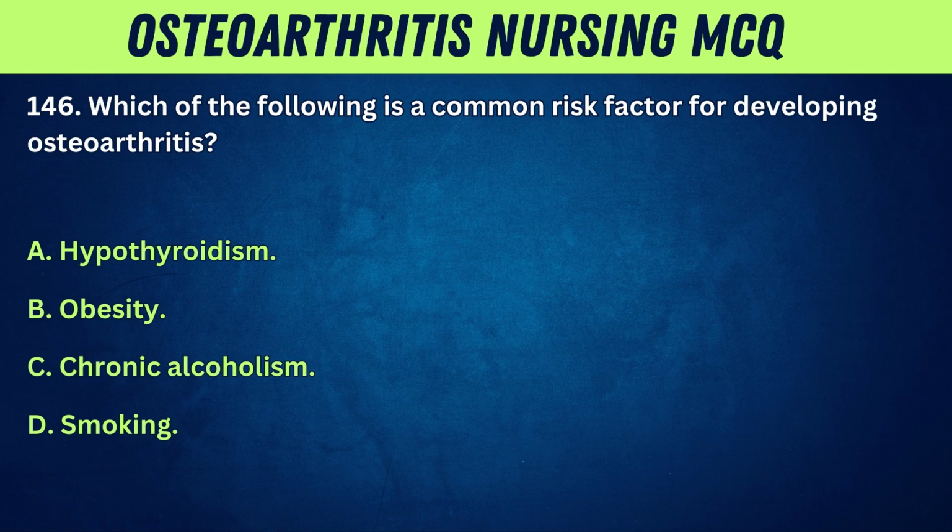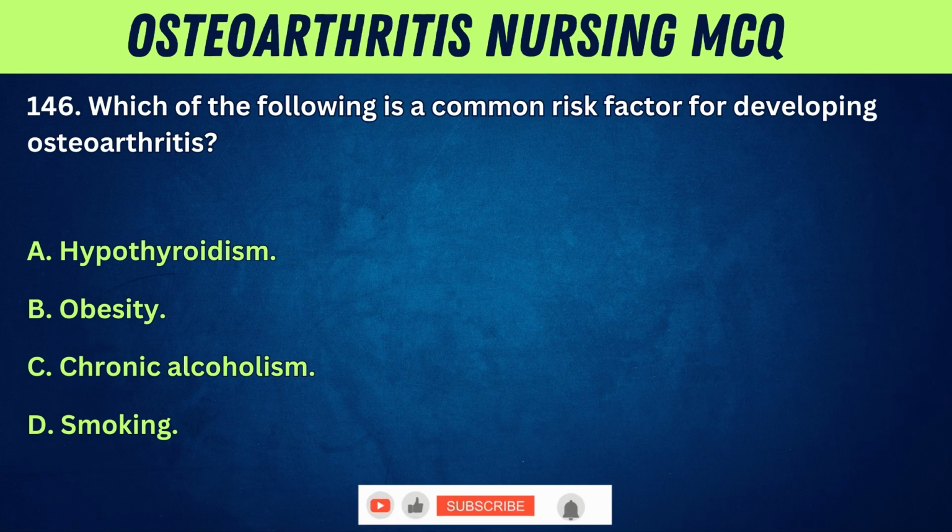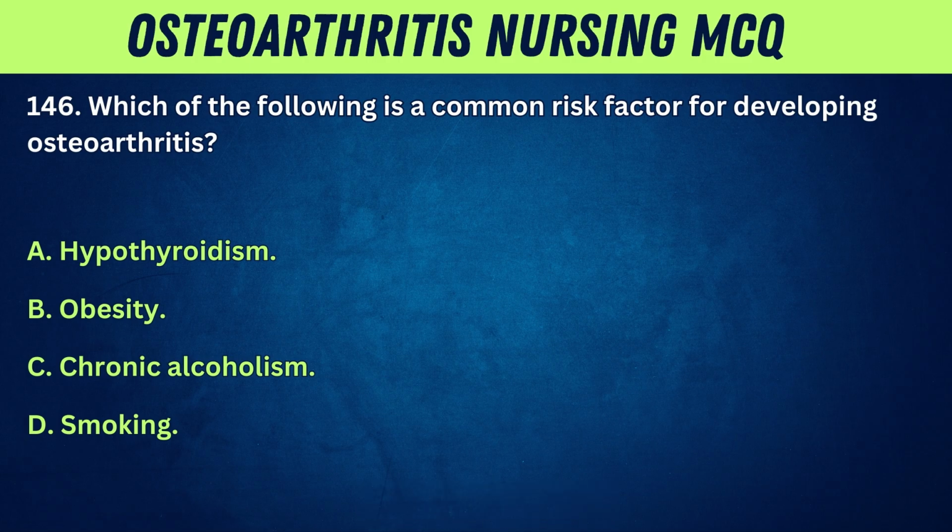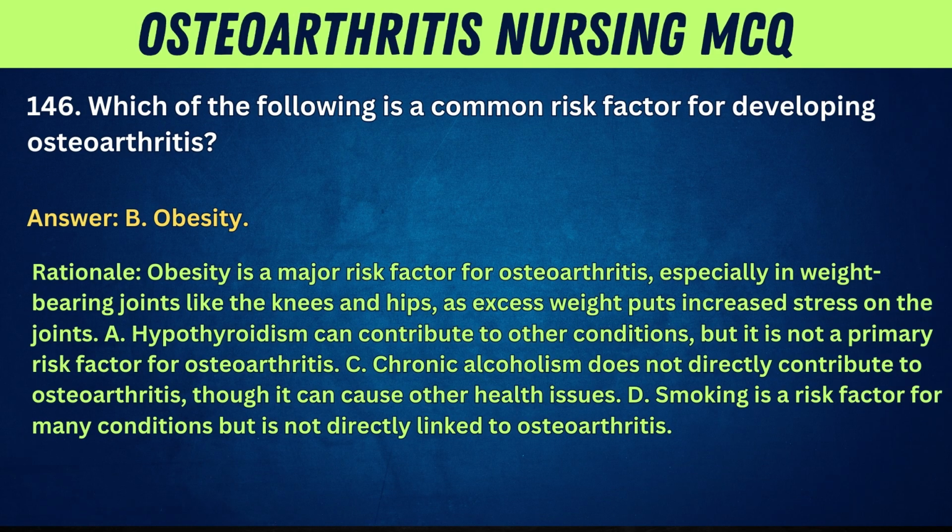146. Which of the following is a common risk factor for developing osteoarthritis? A. Hypothyroidism. B. Obesity. C. Chronic alcoholism. D. Smoking. Answer: B. Obesity. Rationale: obesity is a major risk factor for osteoarthritis, especially in weight-bearing joints like the knees and hips, as excess weight puts increased stress on the joints.